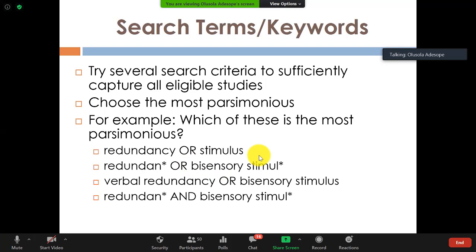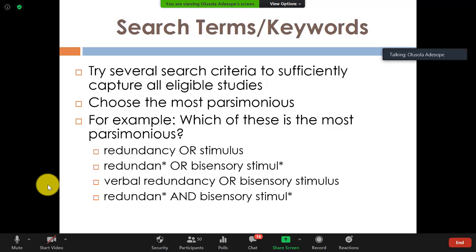The use of Boolean expressions is also very important. Do you want to use OR, AND, or NOT? Redundancy of stimulus, redundant star or bisensory stimulus star; verbal redundancy or bisensory stimulus; redundant star and bisensory stimulus star. Which of these do you think is most parsimonious? I would say B.